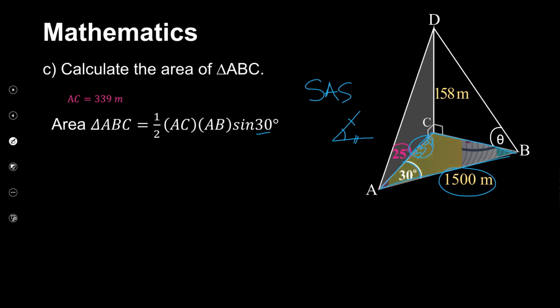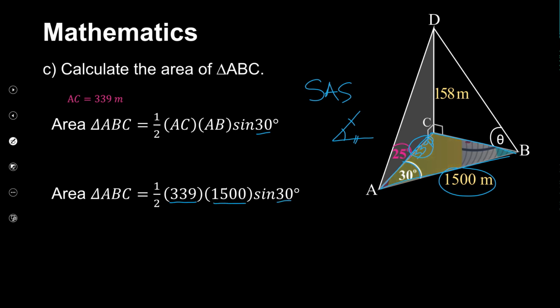All that's left to do is put in our values. AC is 339, AB is 1,500, and the sine of 30. I think the calculator work in this one is pretty simple, so I'm not even going to do it right now. We're going to end up with our area being 127,125 meters squared.